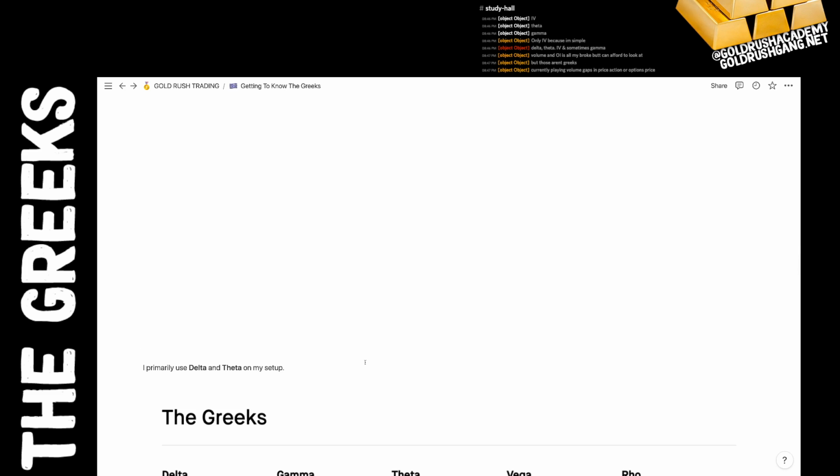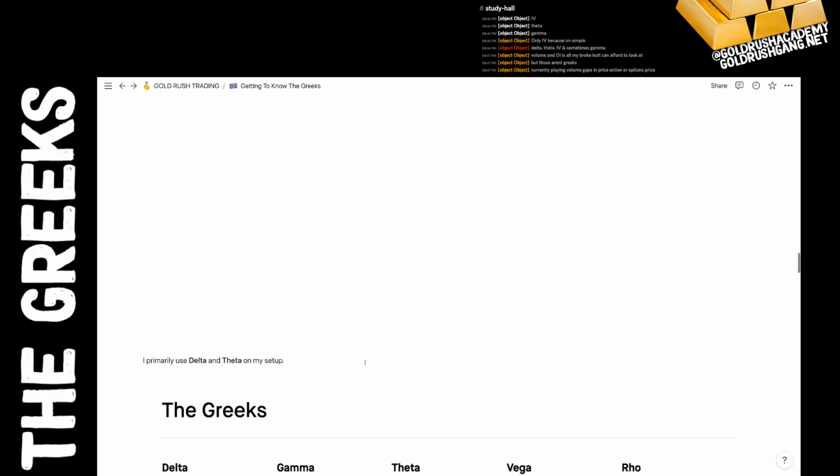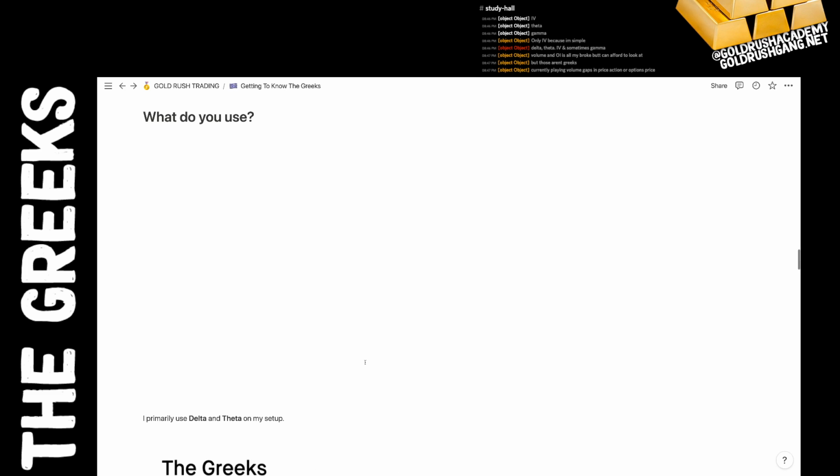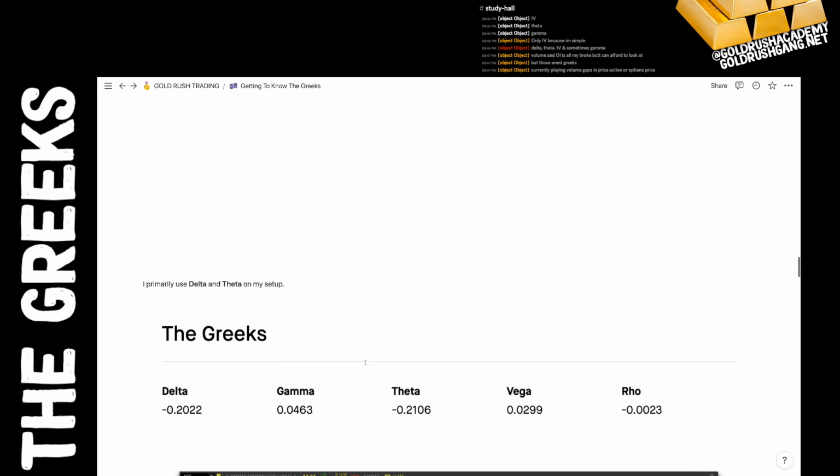The Greeks, right? Currently playing volume gaps and price action, options price. Yeah, I mean, sometimes you need to just simplify. I've removed pretty much every column, and I have delta and theta at the end. I got volume and OI by default, but really I'm just looking at a few things.